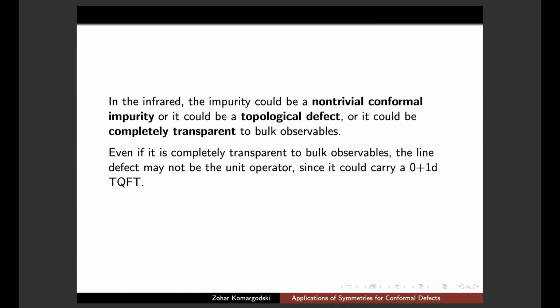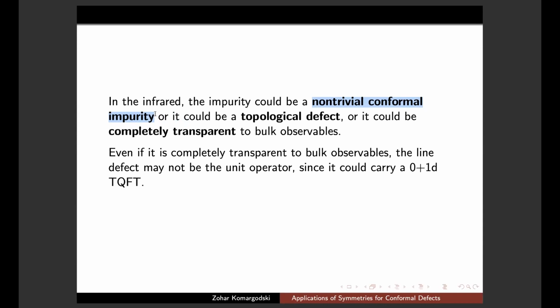So let me just say one more thing before I ask if there are questions. What could be the infrared limit of a line operator in conformal field theory? One option is that we get a non-trivial conformal impurity. I will define what it means in the next slides. That basically means that there is some kind of response to this line defect, which affects the bulk in a way that decays as you go further away from the impurity.